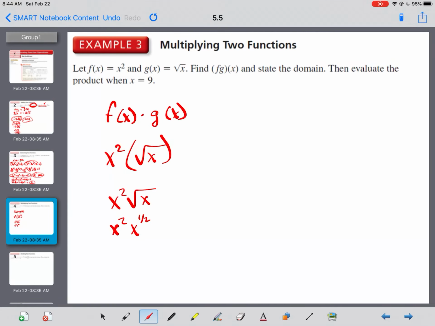Now, whenever we multiply with the same base, we add the exponents, so it's x to the 2.5. Okay, x to the 2.5, or 2 times 2 is 4 plus 1, so x to the 5/2. You could write it like that. You could say the square root of x to the 5th. Those are all good ways to say that.